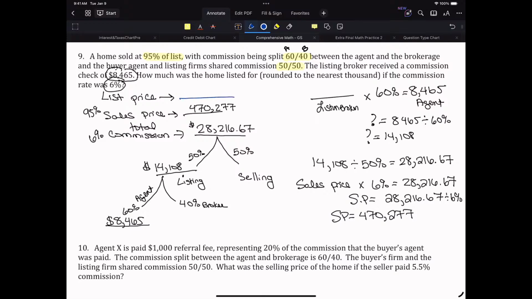I still have to find my list price. Whatever the list price was, if I multiply that by 95%, I would get the sales price. So I'm going to take that 470,277 divided by 95%, and that gives me $495,000 and it looks like, let's say, 029.